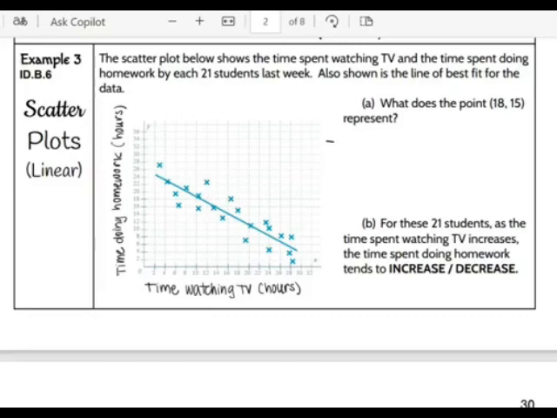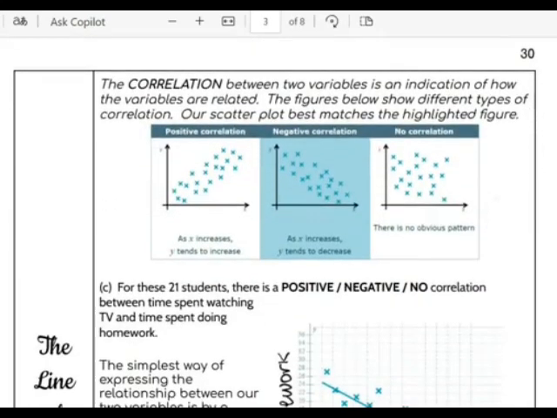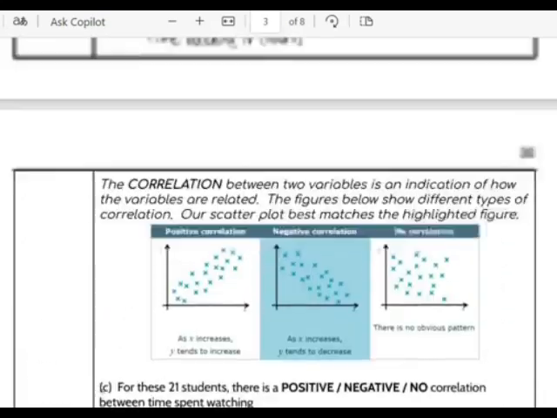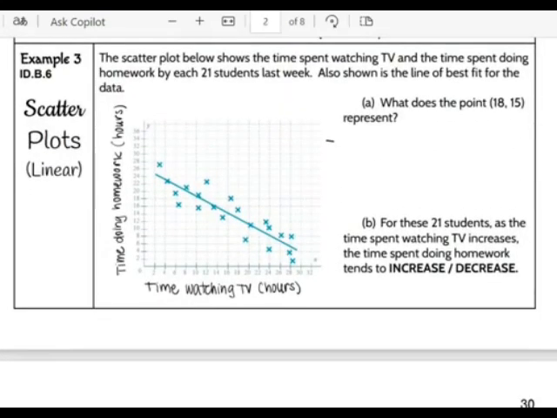In this lesson, I'm going to discuss linear scatter plots and answering some questions about correlation and the line of best fit. Alright, let's take a look. The scatter plot below shows the time spent watching TV and the time spent doing homework by each of 21 students last week. Also shown is the line of best fit for the data.